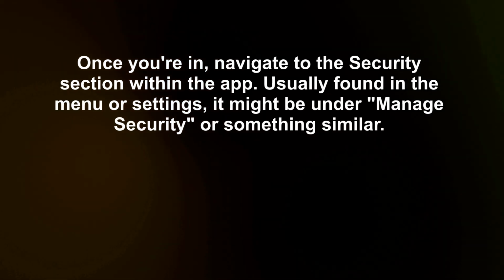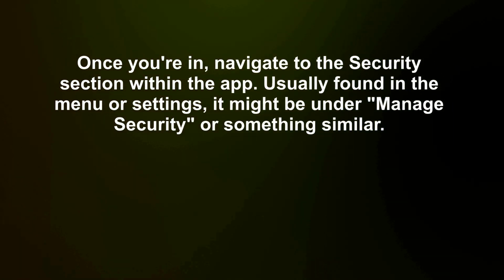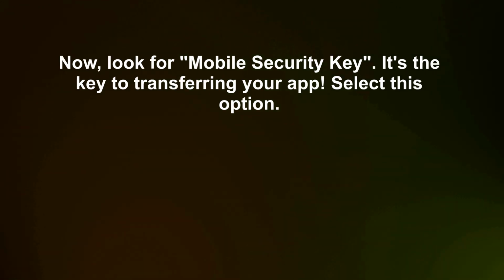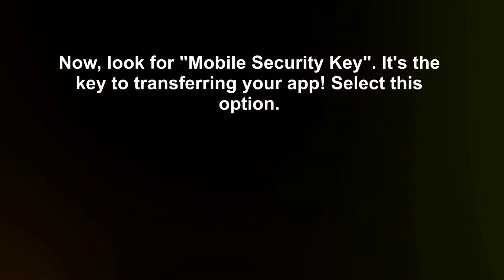Once you're in, navigate to the security section within the app. Usually found in the menu or settings, it might be under Manage Security or something similar. Now, look for Mobile Security Key. It's the key to transferring your app.